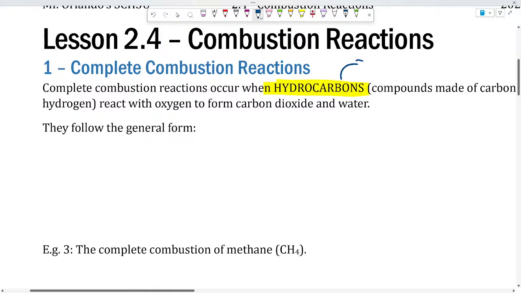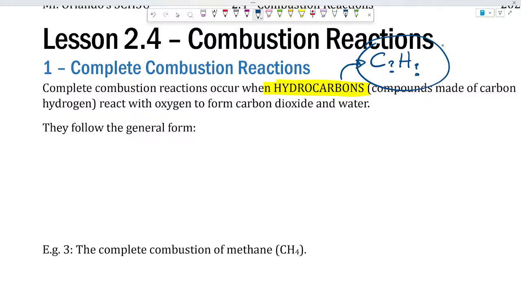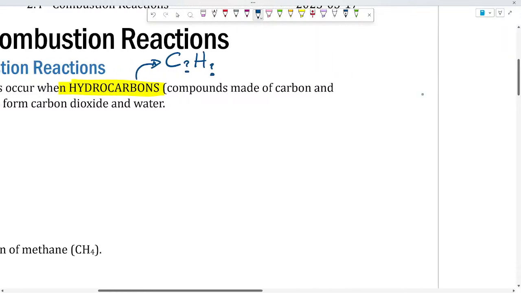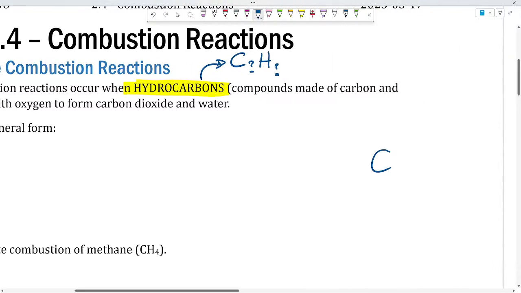what are they? Some compound of carbon and hydrogen. And sometimes you'll see some oxygen in there as well. You can see additions to things, but the basis of it is carbon and hydrogen. If you think about it, it makes sense, because how many bonds can carbon make?